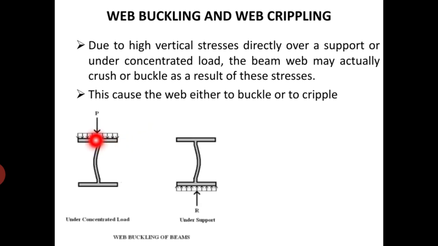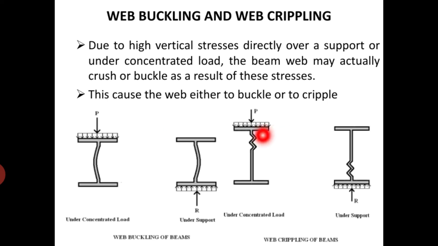Look at this figure. Due to high vertical stresses directly over a support, this is a support, or under a concentrated load, the load acting vertically, a beam web may crush or buckle. In the next figure, some portion of the web of the beam has crushed under the concentrated load as well as under the reaction. These two types of failures we call a buckling failure as well as a crippling failure.